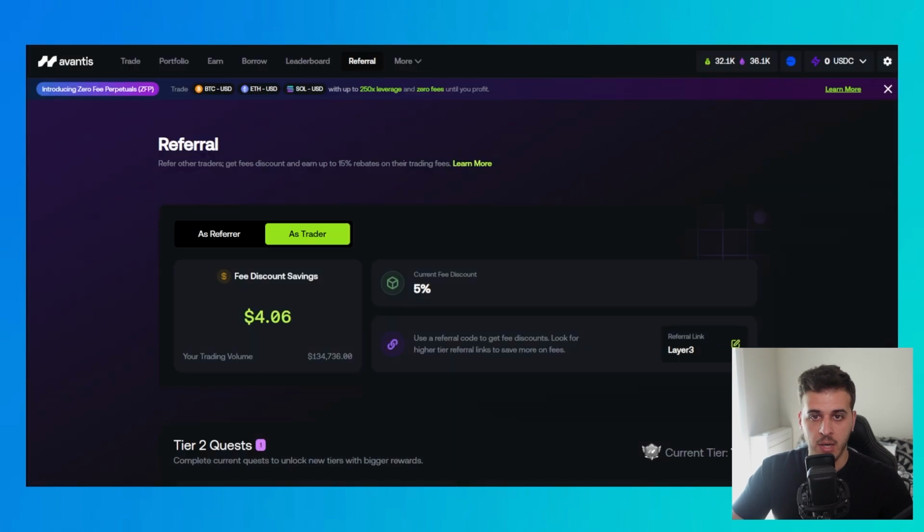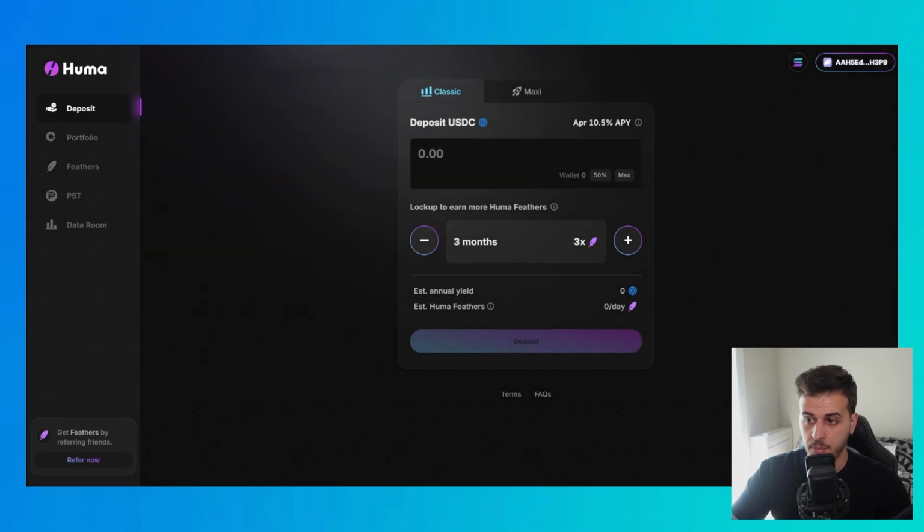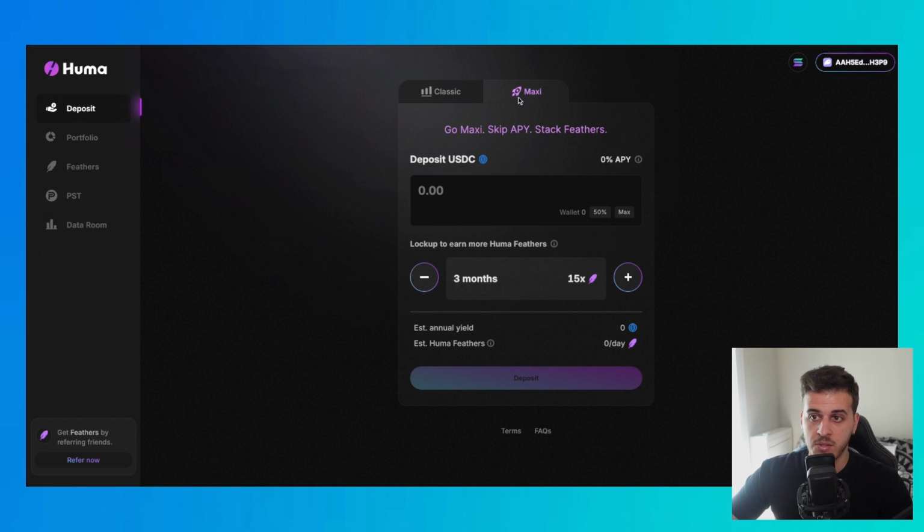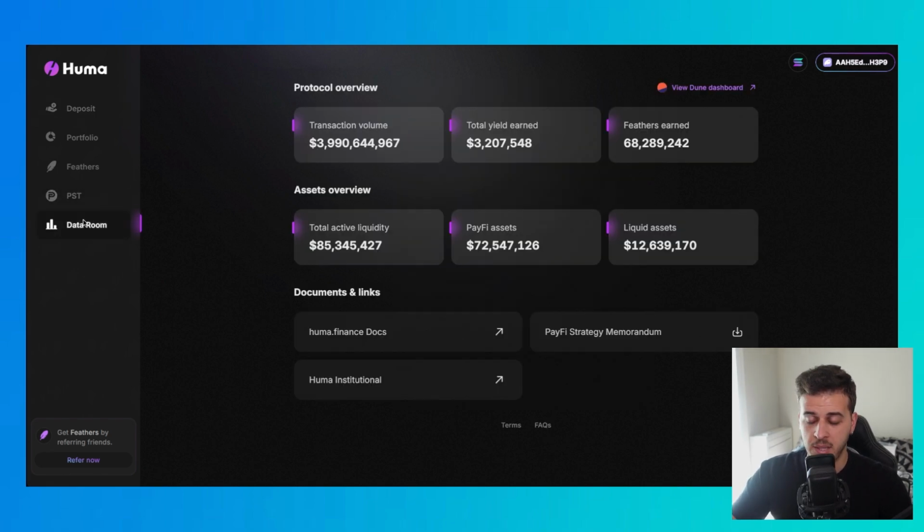So another great farm for stables, if you are actually going to sell the next airdrops you get, which is what I'm going to do. I'm selling all of my airdrops actually for stables, and I'm farming 3 protocols: Superform, Avantis, and also Huma Finance. So you can bridge your USDC to Solana, and you can go ahead and deposit USDC with a 6-month or less lock on Huma Finance.